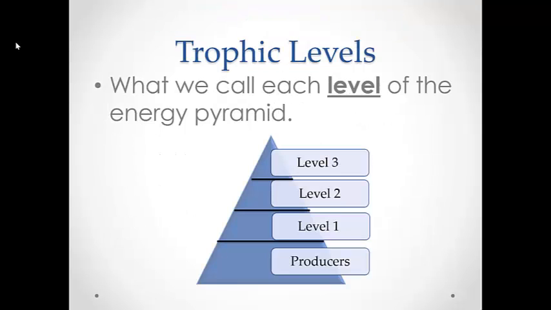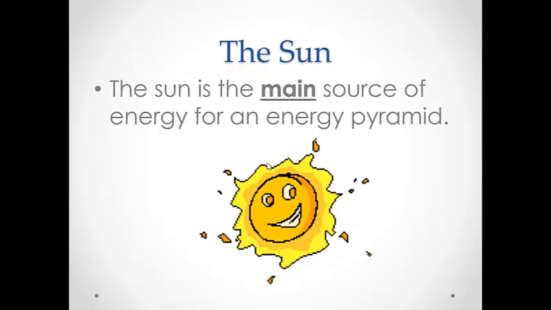Here's what I mean. There are such things as trophic levels. A trophic level is each level of the energy pyramid. Producers are down at the bottom. The next trophic level is level 1. The one above that is level 2. And then finally, the top or tertiary, like you and I, are the level 3 trophic level. So each level is called a trophic level.